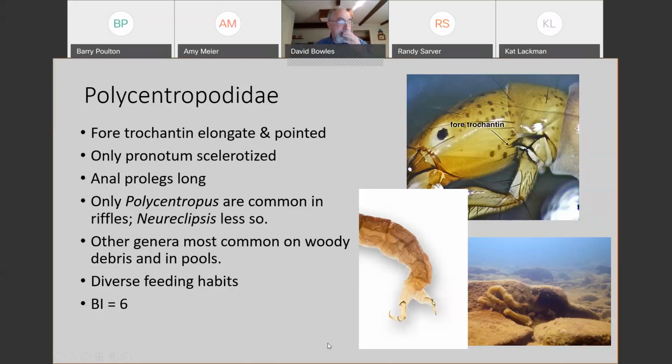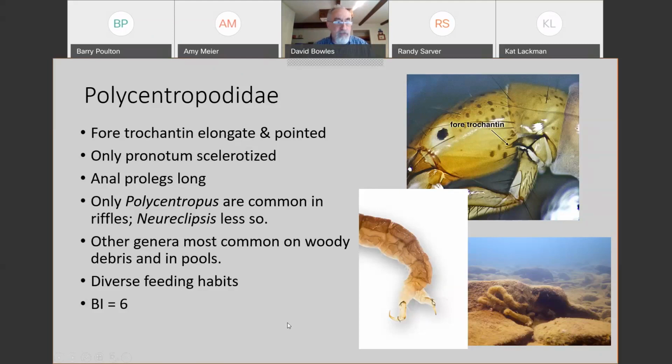They have diverse feeding habits as a family, ranging from predatory to grazers and collector-gatherers. Polycentropus, in this photograph here, both the hind legs and the head, they are almost, for the most part, predatory.